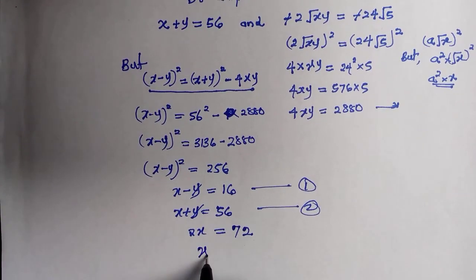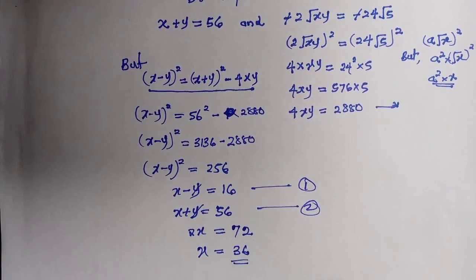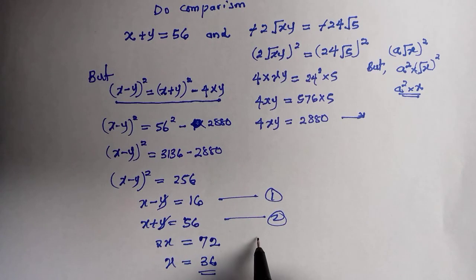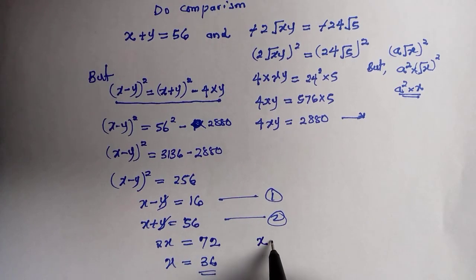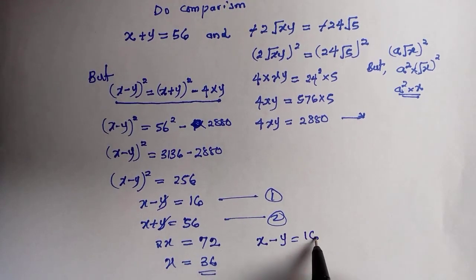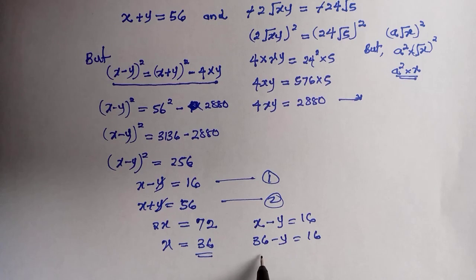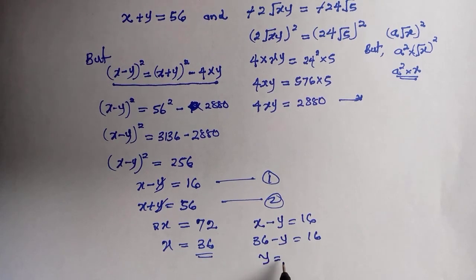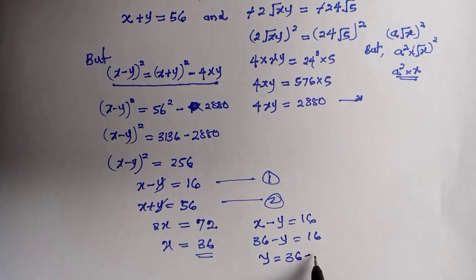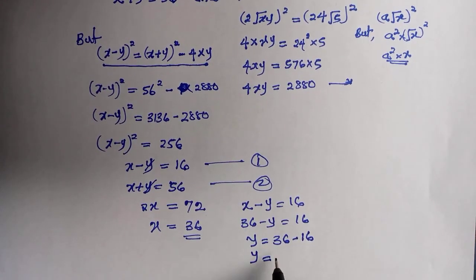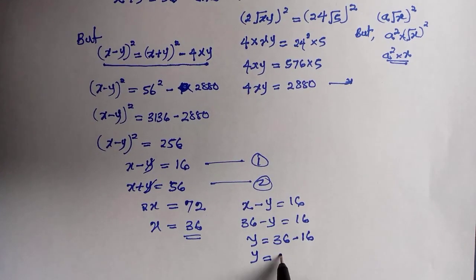All right, x equals 36, by dividing both sides by 2. And let's find the value of y as well. I can take any equation, but I'm going with equation 1: x minus y equals 6. Then we have x is 36, so 36 minus y is 16. Collecting the like terms, y equals 36 minus 16, and y equals 20.